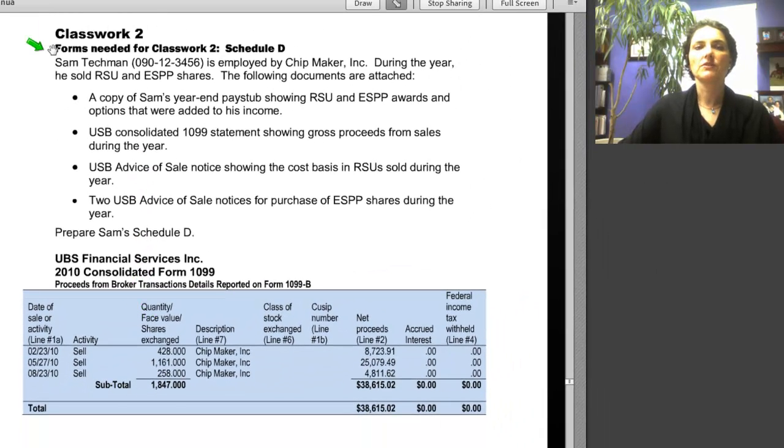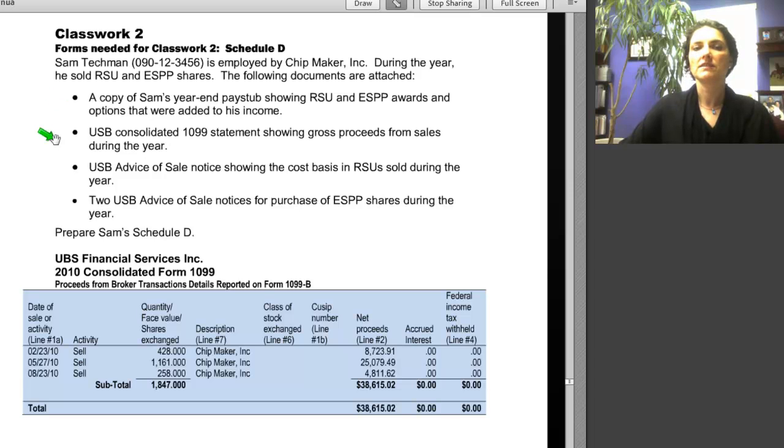For classwork number 2, you're going to need to just complete a Schedule D only, and this is for Sam Techman, who is employed by Chipmaker, Inc. During the year, he sold RSU and ESPP shares, and the following documents are attached: a copy of Sam's year-end pay stub showing RSU and ESPP awards and options that were added to his income.